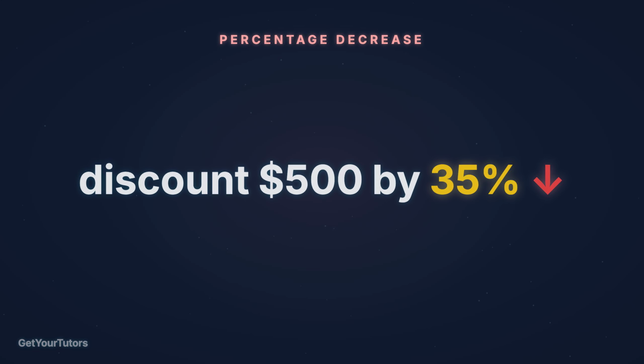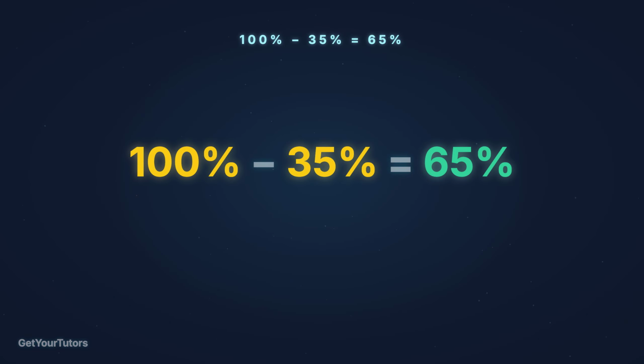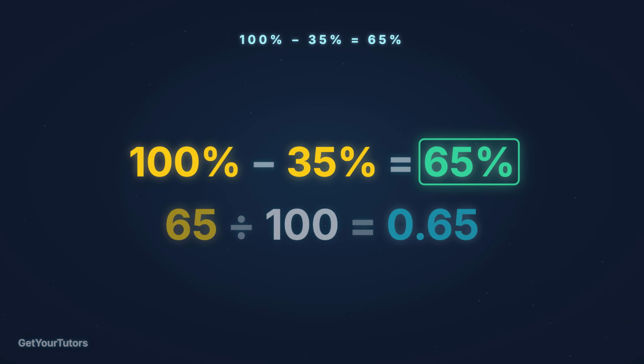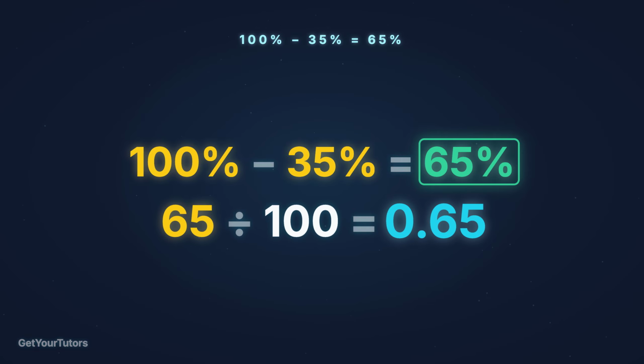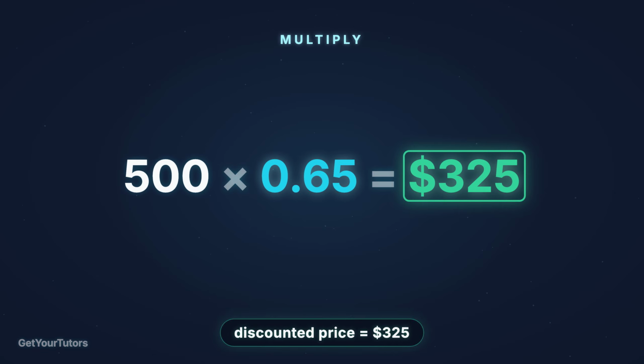For percentage decreases, we simply subtract from 100%. A $500 item is discounted by exactly 35%. 100 minus 35 is exactly 65%. Your decimal multiplier becomes exactly 0.65. Multiply 500 by 0.65. The new discounted price drops down to exactly $325.